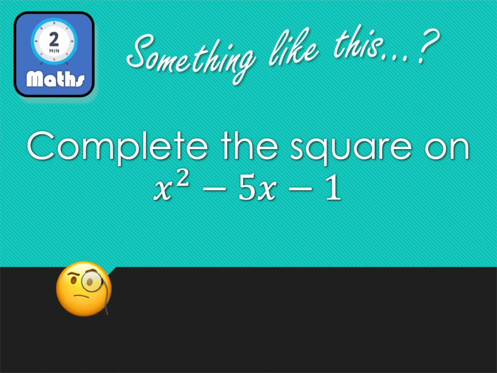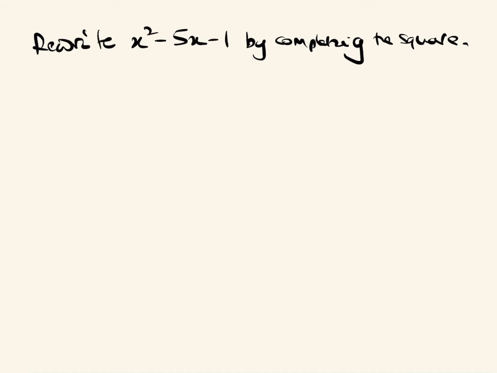So you want to rewrite something like x squared minus 5x minus 1 by completing the square. Well, the first place to focus is here, and we have got something a little bit awkward here because it's an odd number, so we're going to have to end up with a fraction, but that doesn't make this much more difficult. That's what we'd write out at first, x minus 5 over 2 squared, so we're halving this coefficient here.